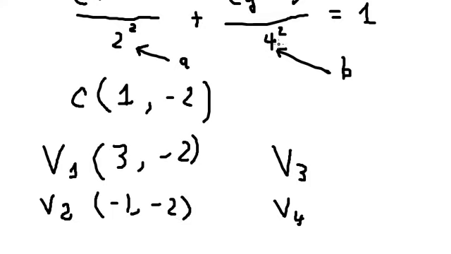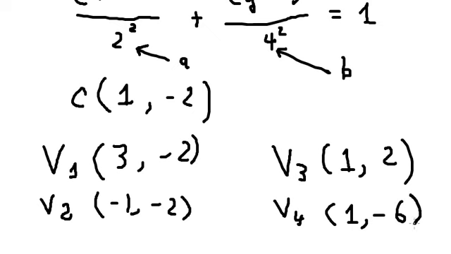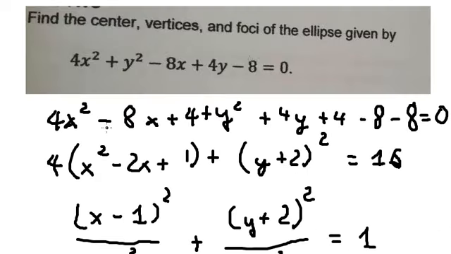Similar for the next one. This is about number 4. We add number 4 to negative number 2. You get 1, 2. Later we minus number 4. So we get 1, negative number 6. So we just finished the vertices.